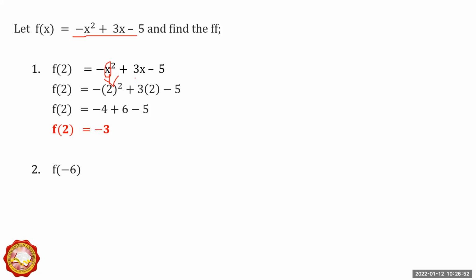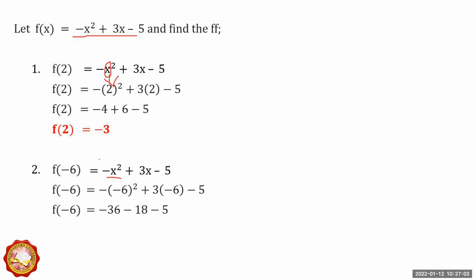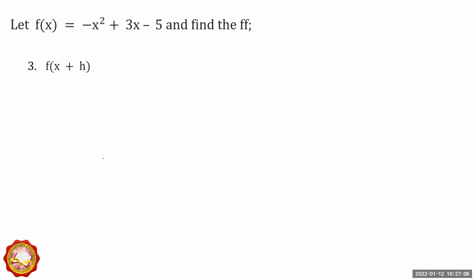Paano naman pag f of negative 6? Of course, what you're just going to do is to change your x with negative 6 and then simplify. That would give you negative 59. Pag x plus h naman, ibig sabihin, ang x nyo mapapalitan ng x plus h. That would give you negative of x plus h squared plus 3 times x plus h minus 5.